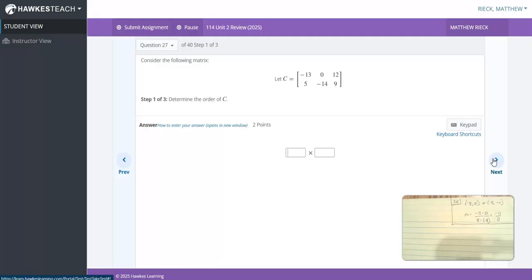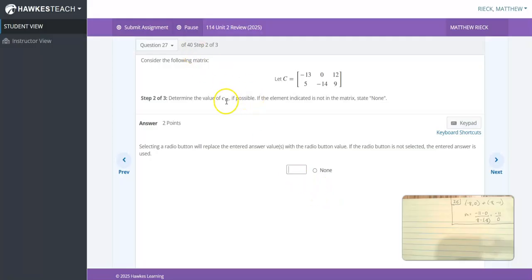So next is determining the order of the matrix. Just remember Roman Catholic: you have the number of rows, then an x, and then the number of columns. In this case, we have 2 rows and 3 columns. 1, 2 rows, 1, 2, 3 columns. So our matrix is going to be a 2 by 3.